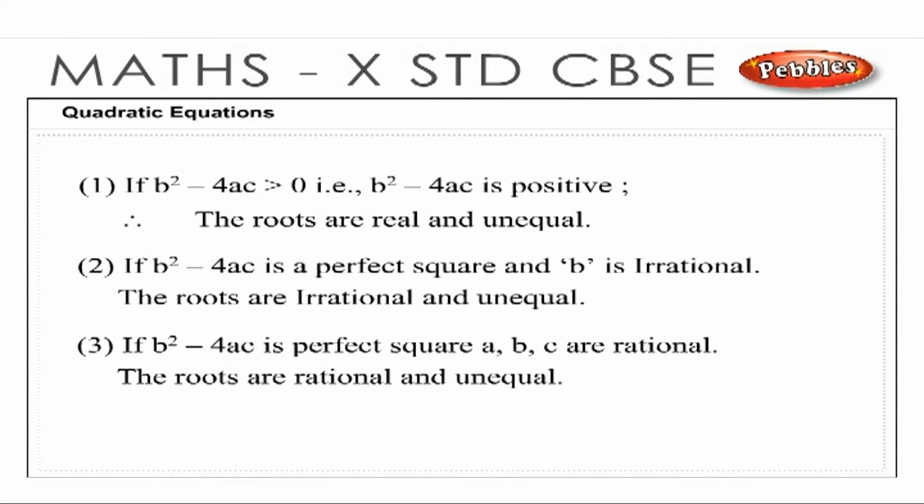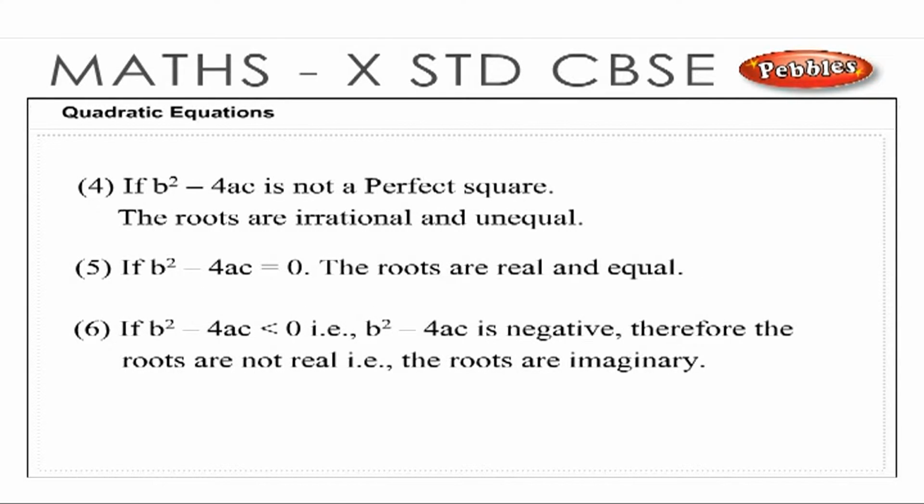If b squared minus 4ac is greater than 0, that is, b squared minus 4ac is positive, the roots are real and unequal. If b squared minus 4ac is not a perfect square and a, b, c are rational, the roots are irrational and unequal. If b squared minus 4ac is a perfect square and a, b, c are rational, the roots are rational and unequal. If b squared minus 4ac is not a perfect square, the roots are irrational and unequal.